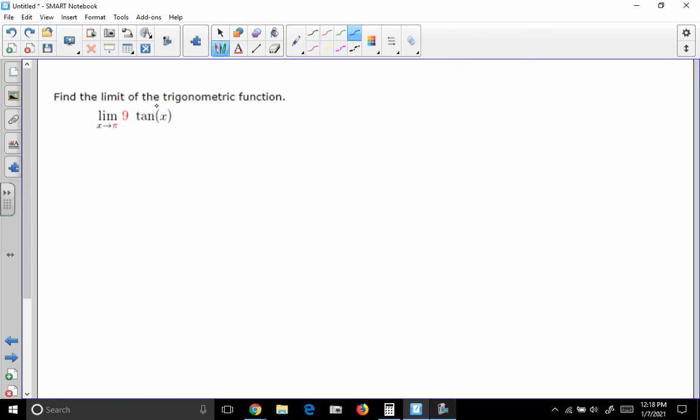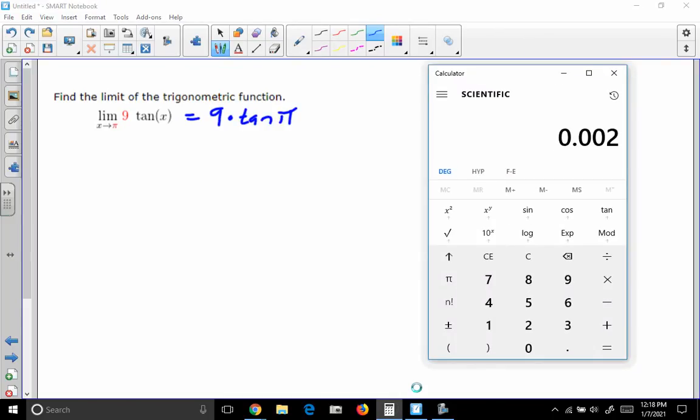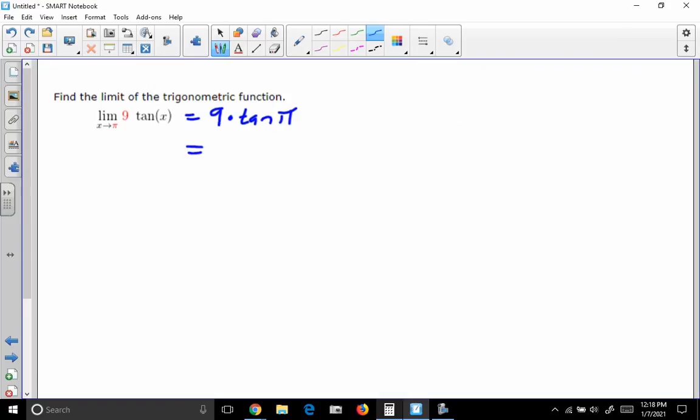So on this one, if we substitute a pi in, we have a 9 out front, tangent of pi. If you don't know that off the top of your head, then you can take out your calculator and take tangent of pi, which is 0. 9 times 0 is 0, so that's our limit.